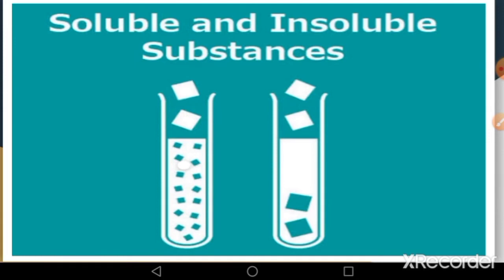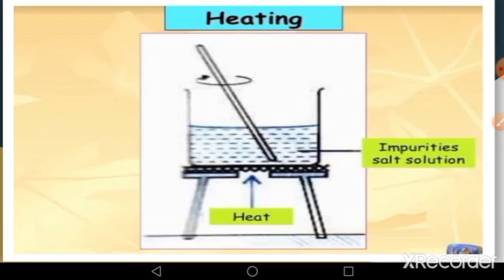Now there are many ways in which we can separate substances from a solution. Soluble substances can be separated by heating the solution. For example, salt can be separated from the salt solution by heating the salt solution. Water evaporates on heating and the salt particles are left behind.